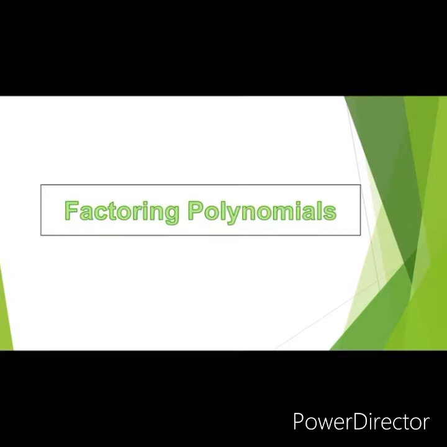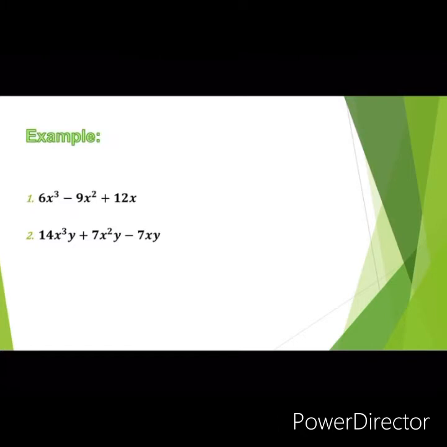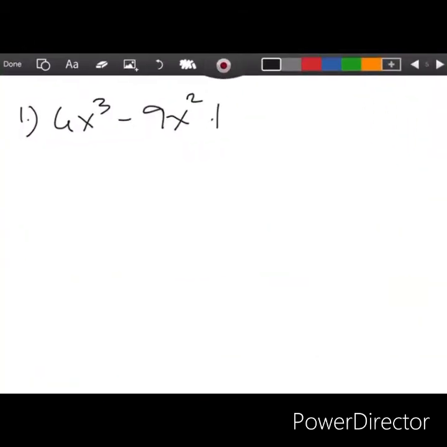And now let's proceed to our main topic, which is factoring polynomials. The first step in factoring a polynomial is to find the GCF of all terms. Then, we write the polynomial as a product by factoring out the GCF from all the terms, and the remaining factors in each term will form a polynomial. Example, first example, we have 6x cubed minus 9x squared plus 12x. Let's try to factor the polynomial.